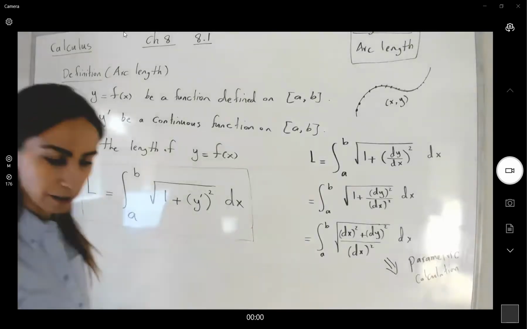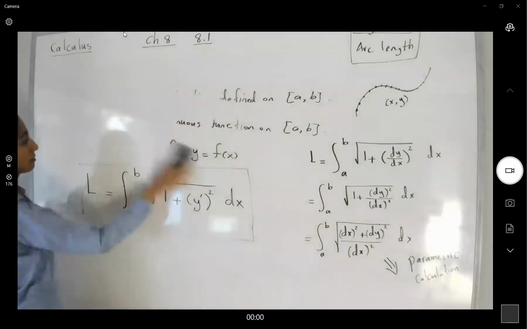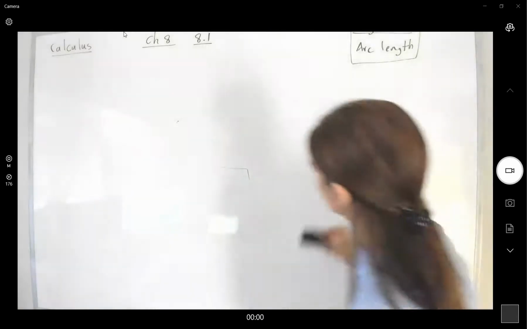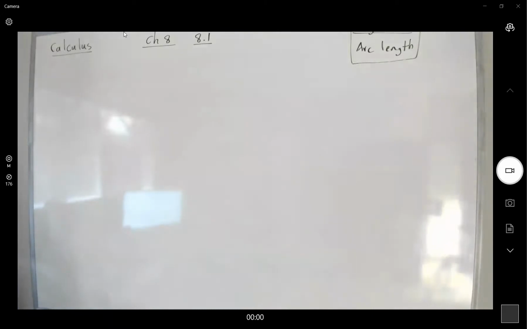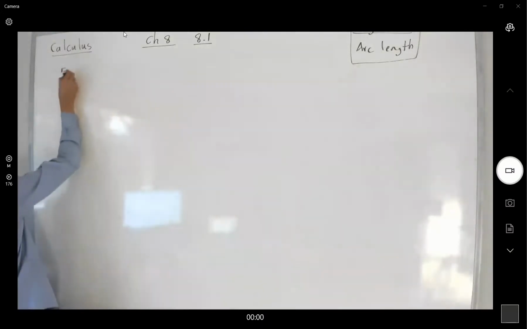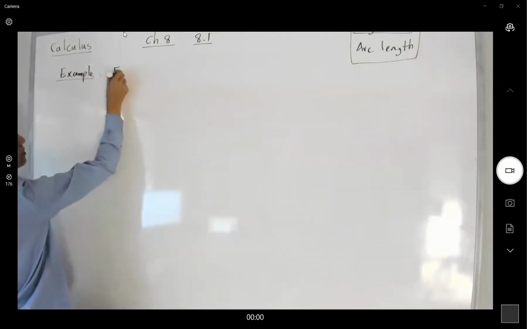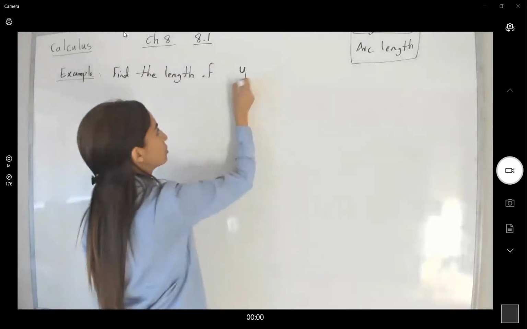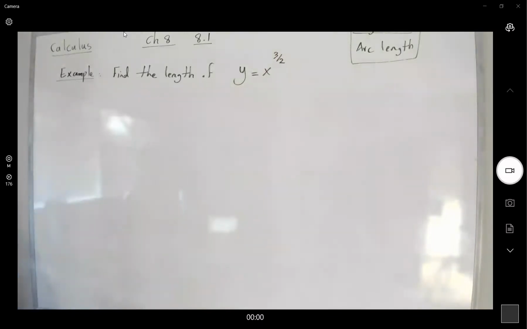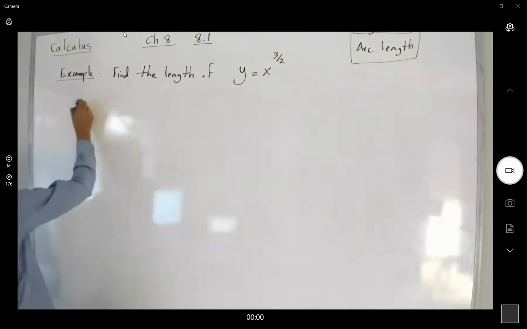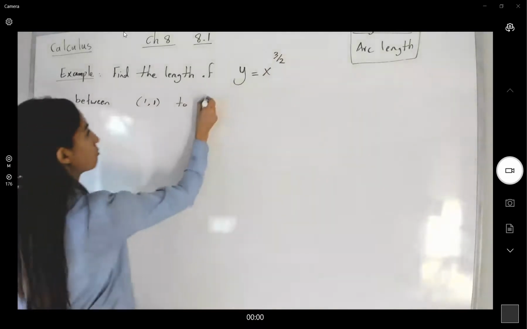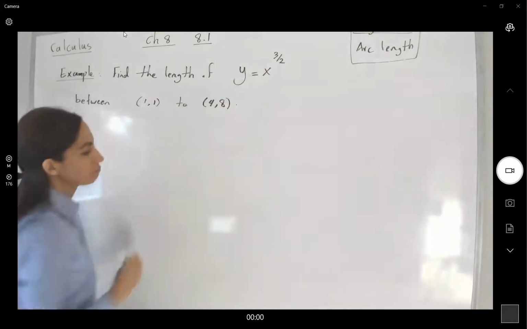Suppose you have this guy here. Example: find the length of, what is our function? y equals x to the 3/2 between these two points, (1, 1) and (4, 8). There we go.